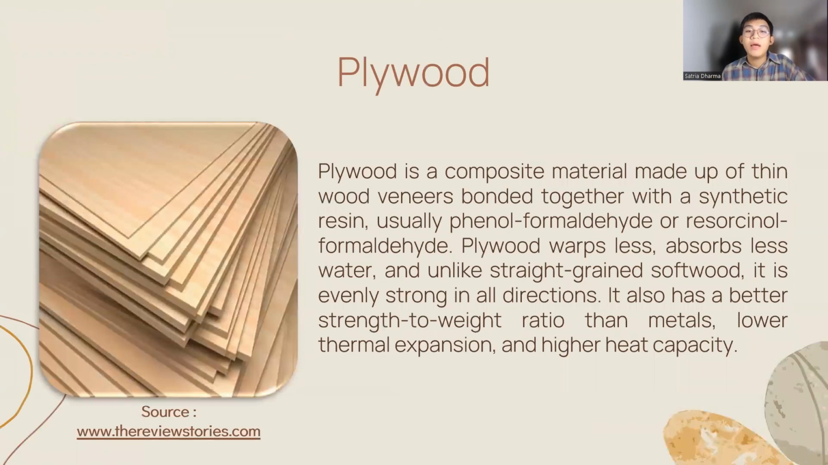Next, plywood. Plywood is a composite material made up of thin wood veneers bonded together with a synthetic resin, usually phenol formaldehyde or resorcinol formaldehyde. Plywood absorbs less water, and unlike straight grain softwood, it is equally strong in all directions. It also has a better strength-to-weight ratio than metals, lower thermal expansion, and higher heat capacity.